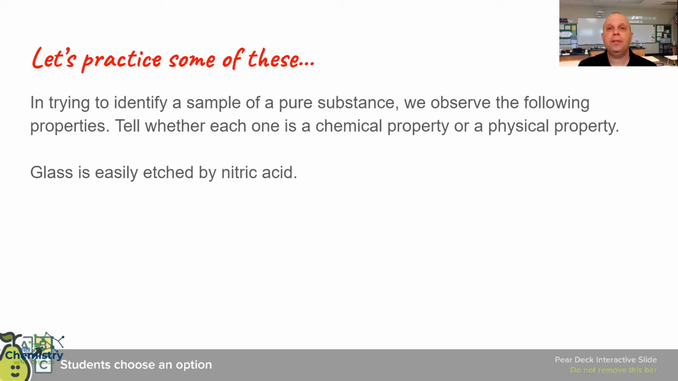So if you took water and placed it on glass, it's not going to etch the glass. So what you're looking at here is a chemical reaction that occurs, and that is a result of a certain property that nitric acid has. Nitric acid, we'll learn, is a strong acid. So it's a property of nitric acid that allows it to etch glass.